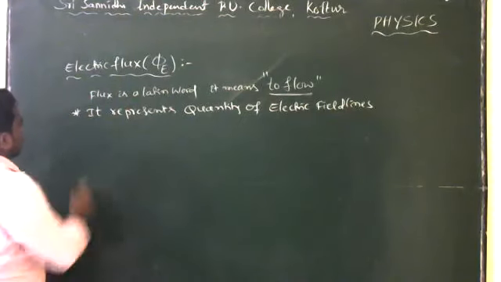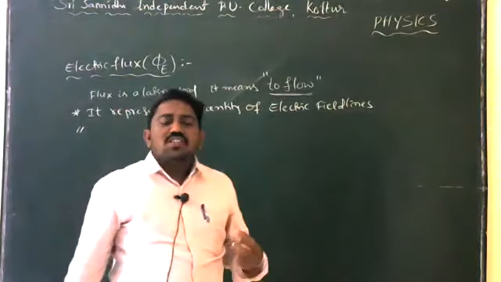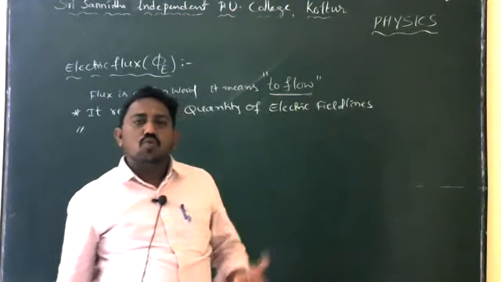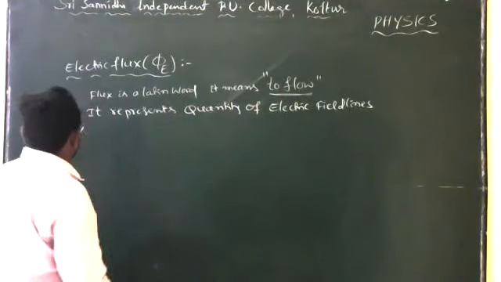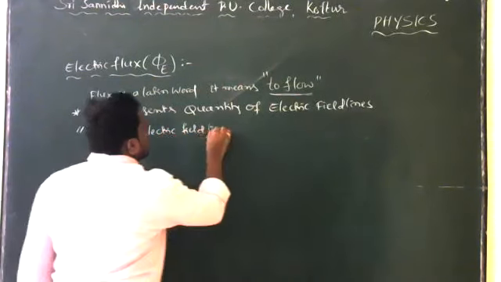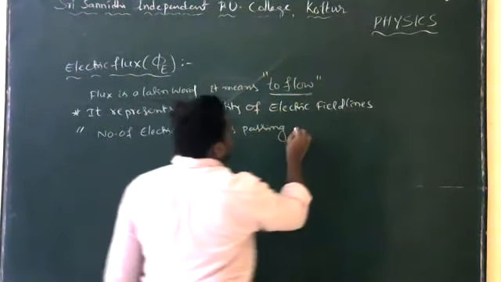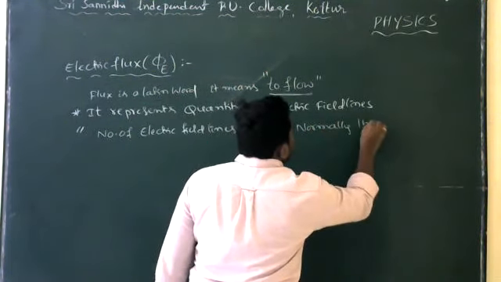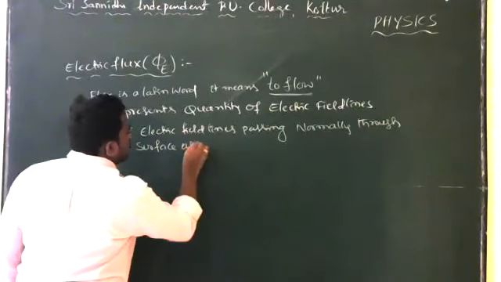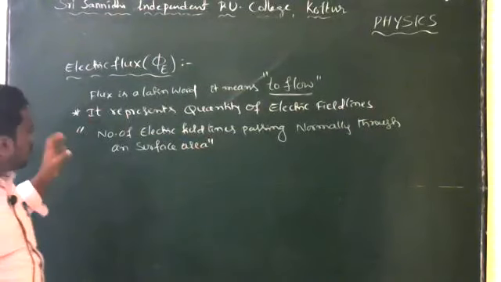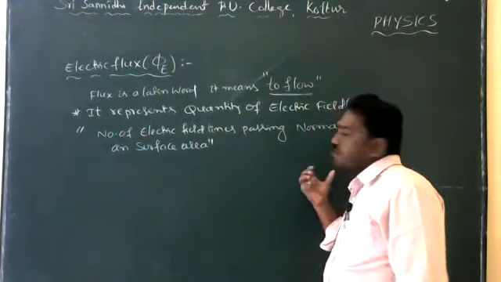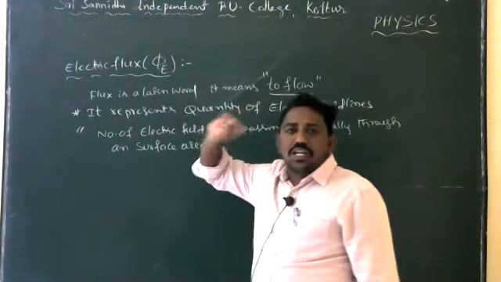So what is the definition for electric flux? The number of electric field lines passing normally through a surface area, that is called electric flux. It is denoted by phi E. So phi E means electric flux.